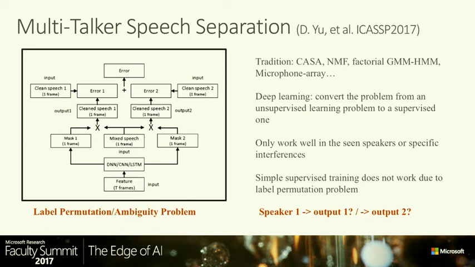The label permutation problem is that when given the mixed speech, we don't know whether it is A plus B or B plus A. So we cannot assign the supervision for the individual outputs correctly. This picture shows the traditional deep learning based method for speech separation. We can see we assign fixed-order supervisions for the two outputs. But due to the label permutation problem, this assumption is not very accurate.